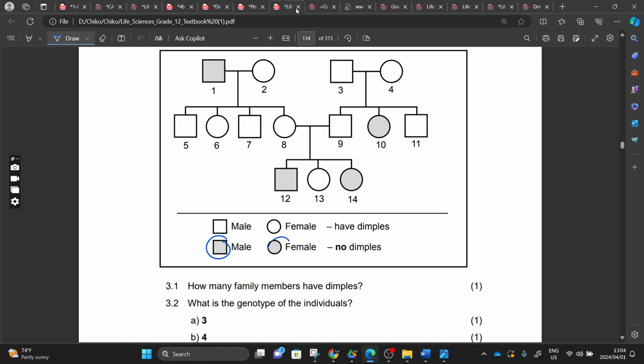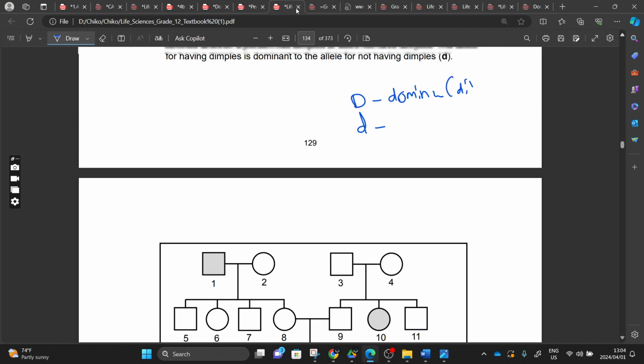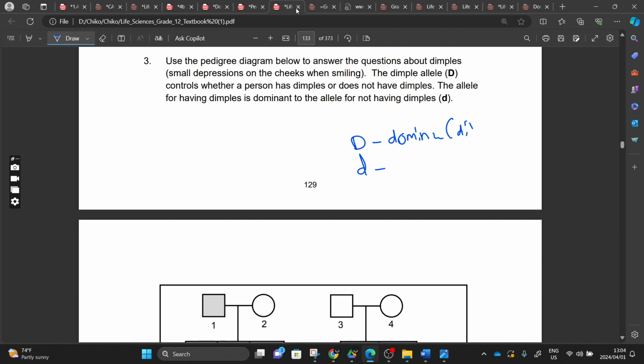So we see a male here and a female here, and if they are shaded here, they have no dimples. If they are not shaded, they have dimples. And since no dimples is controlled by a recessive allele, it means for you to have dimples, they are saying that the allele of having a dimple is dominant to the allele, you see, you have to come back and read here. You have to come back and understand that the allele for having a dimple is dominant to the allele of not having a dimple.